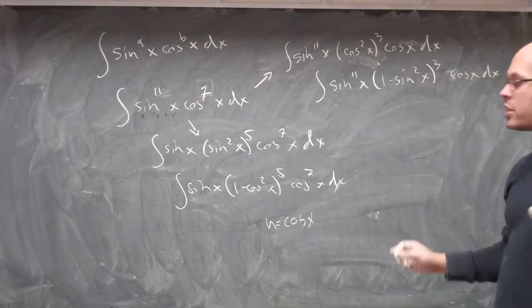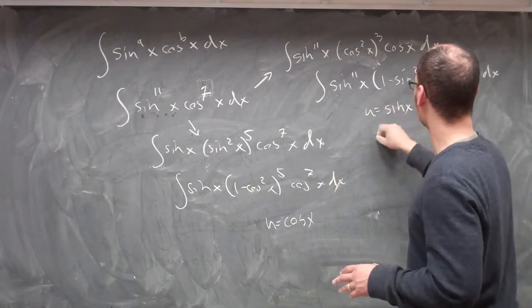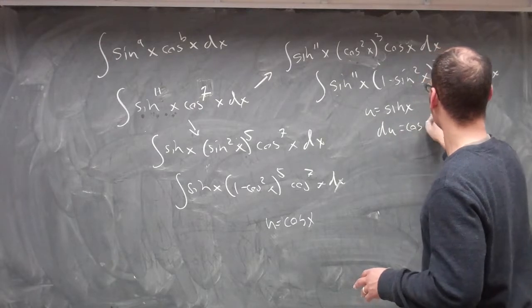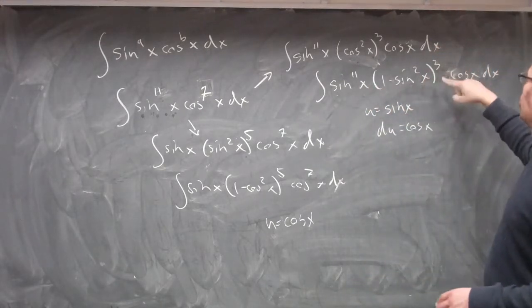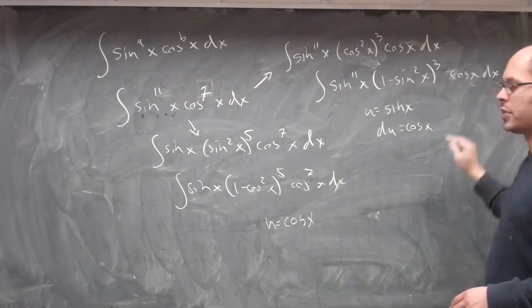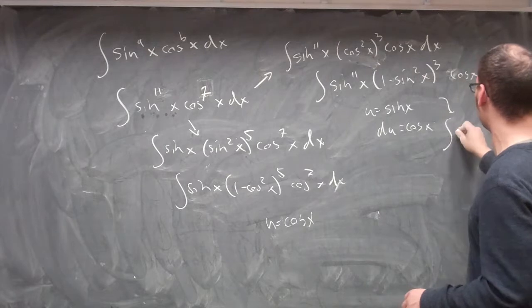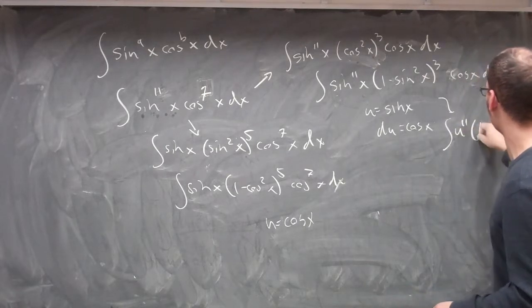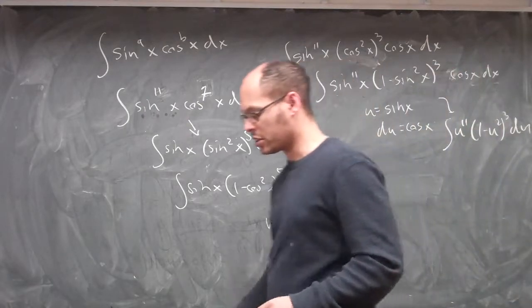And now I can get away with the exact same strategy, making u the sine of x, du is the cosine, and I have u to the 11th, 1 minus u squared cubed, du. And we're off and running with a u substitution there, just like before. We know how to do that integration.